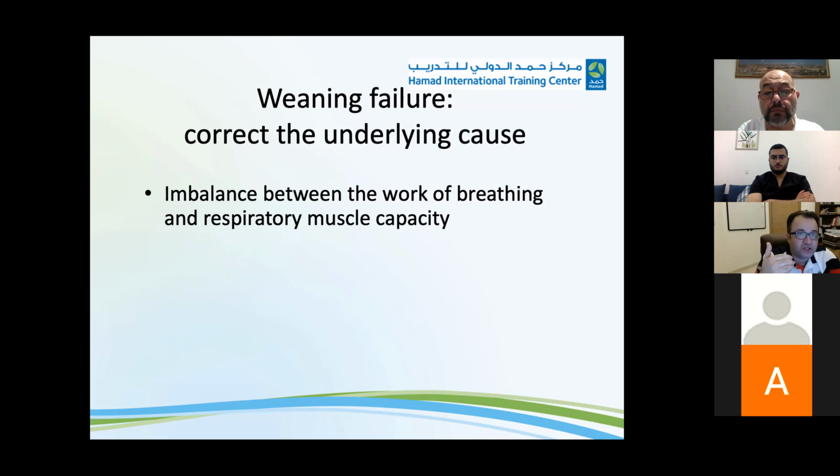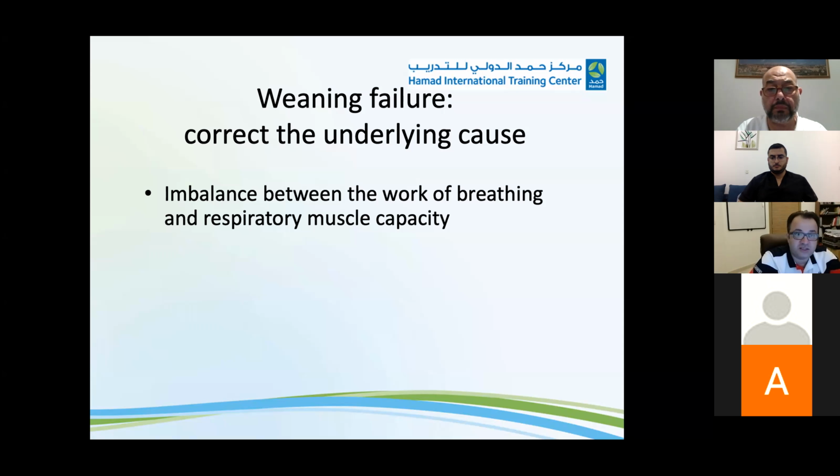Maybe the patient has stiff lungs. After COVID, we see lots of lung fibrosis. It needs time. It may improve and it may not improve. And there's no specific therapy for that. But pneumonia, for example, will need time to improve, and it will improve with antibiotics most of the time. So these are just a few examples of imbalance between work of breathing and respiratory muscle capacity.